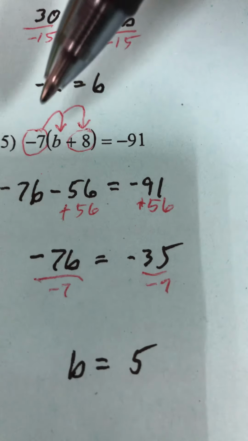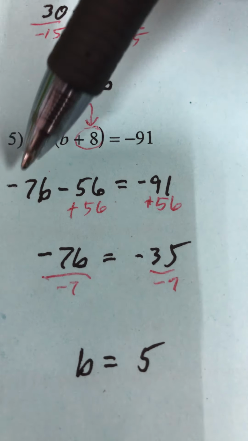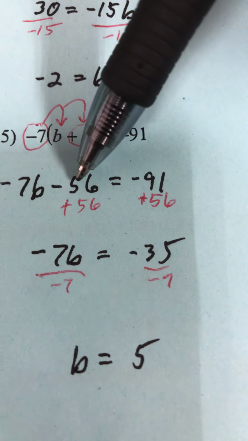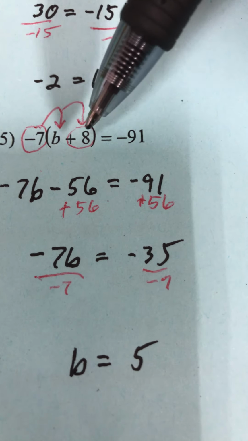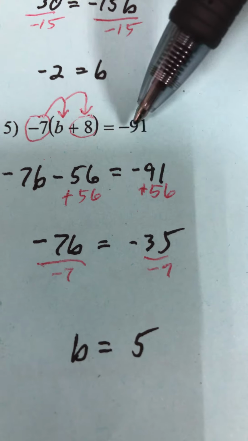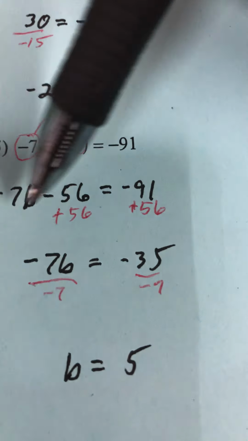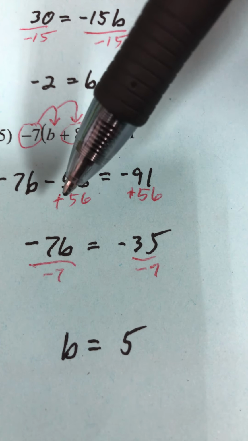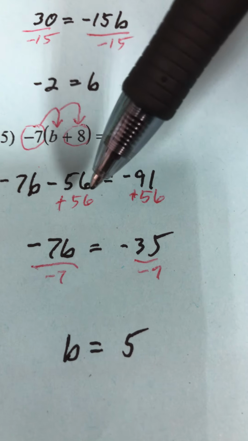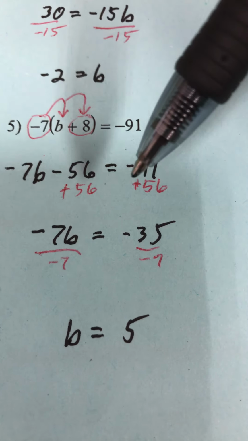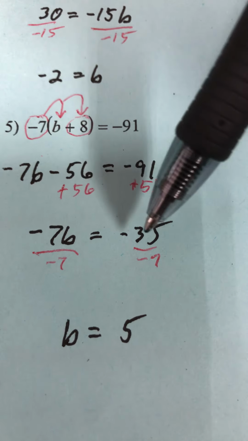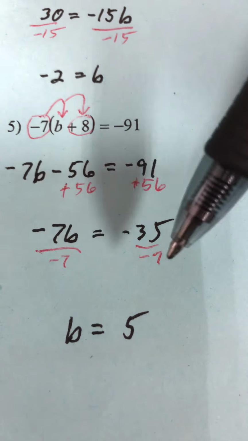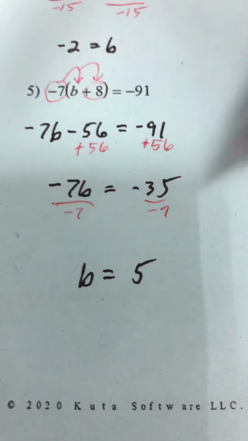For number 5, I have negative 7 times b becomes negative 7b, and I have negative 7 times the positive 8, which is negative 56. All I had to do is the distributive property there. Then I bring down the equals and the negative 91. That's my new equation. Now, in order to get the b by itself, I have to add 56 to both sides. Adding 56 to both sides gives me negative 7b equals negative 35. I then divide both sides by negative 7, and that gives me b equals 5.